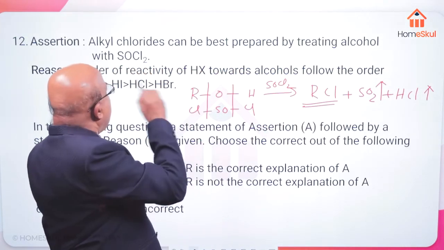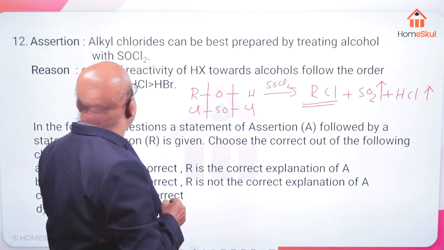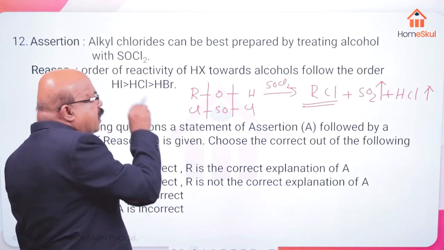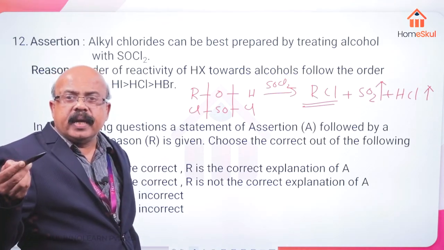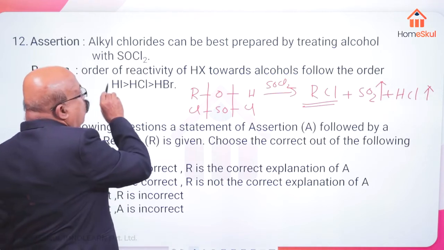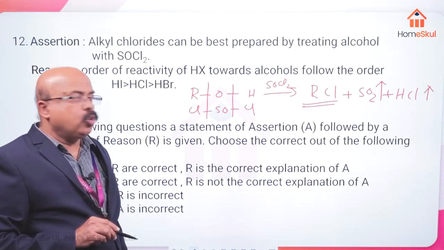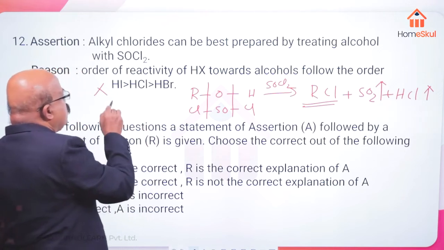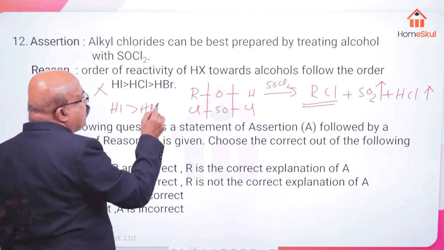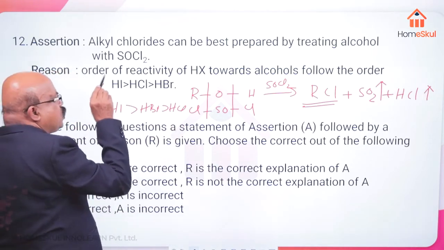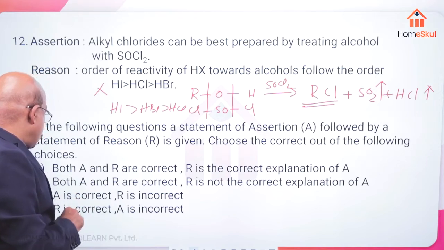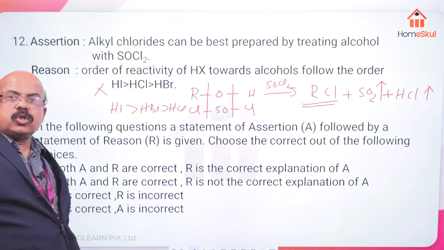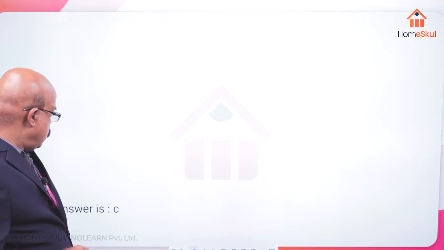Okay. Alkyl chlorides can be best prepared by treating alcohol with SOCl2. That statement is correct. Assertion is correct. Here, what is given as the reason? The reason is that the order of reactivity of HX towards alcohols follows the order HI greater than HCl greater than HBr. That is wrong. Actually the order is HI greater than HBr greater than HCl. This reason is incorrect. Assertion is correct and reason is incorrect. So the answer of this question is option C.